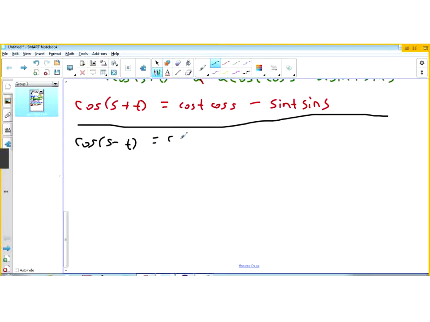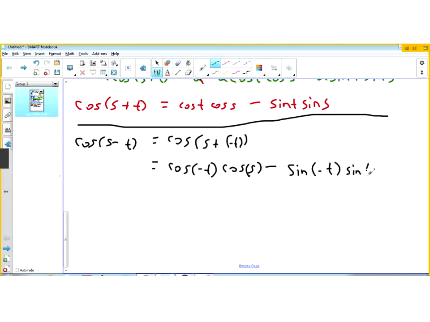So that would equal cosine of s plus a minus t. Okay, and so we can convert the subtraction into an addition and then just replace t with minus t. So that would equal cosine of minus t times the cosine of s minus the sine of minus t times the sine of s.